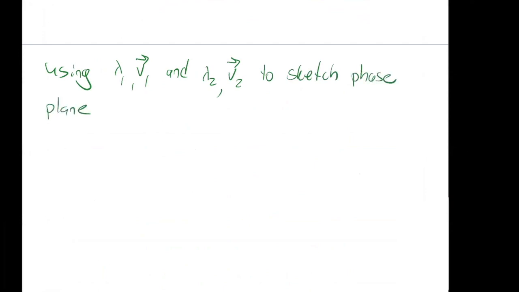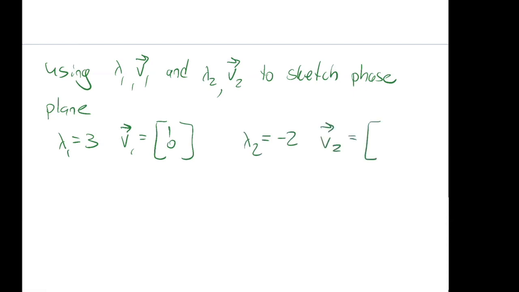So the idea here is, okay, now let's use all this information about the eigenvectors and eigenvalues to sketch things in the phase plane. So for example, we had lambda 1 was 3, and a possible vector for that was v1 = (1, 0). Lambda 2 was -2, and one possible eigenvector for that was (1, -1/2).